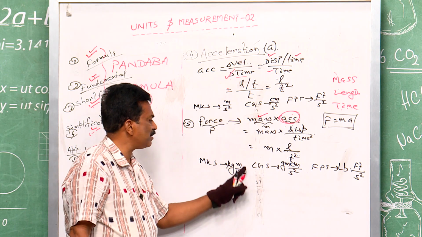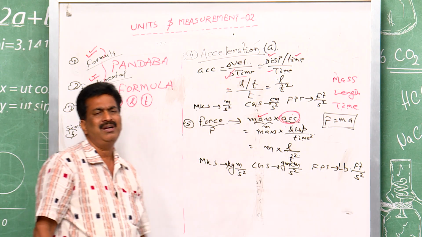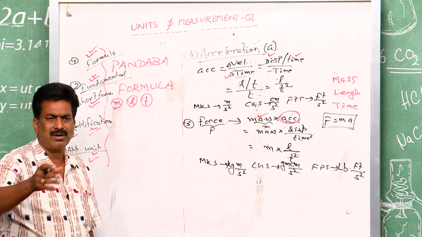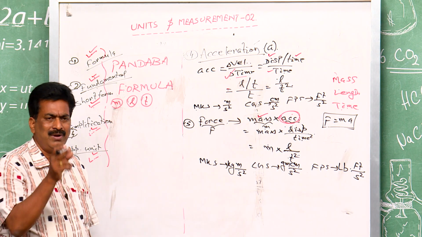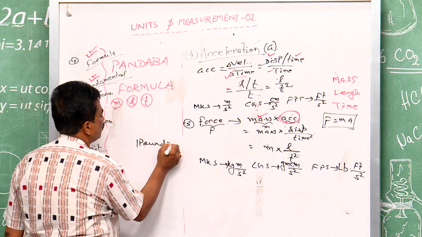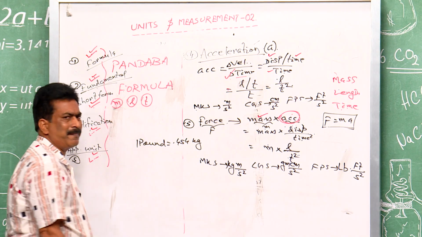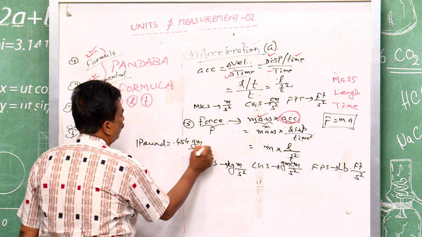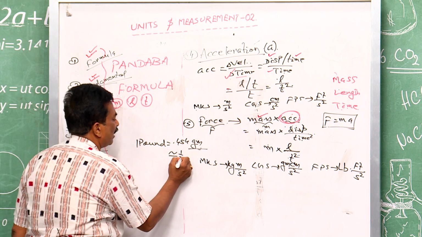So this is kg meter by second square, gram centimeter by second square, pound feet by second square. But what is the value of the pound in common measurement, in CGS? I have said 1 pound is equal to 0.54 kg, 0.54 of the gram means nearly half a kg.